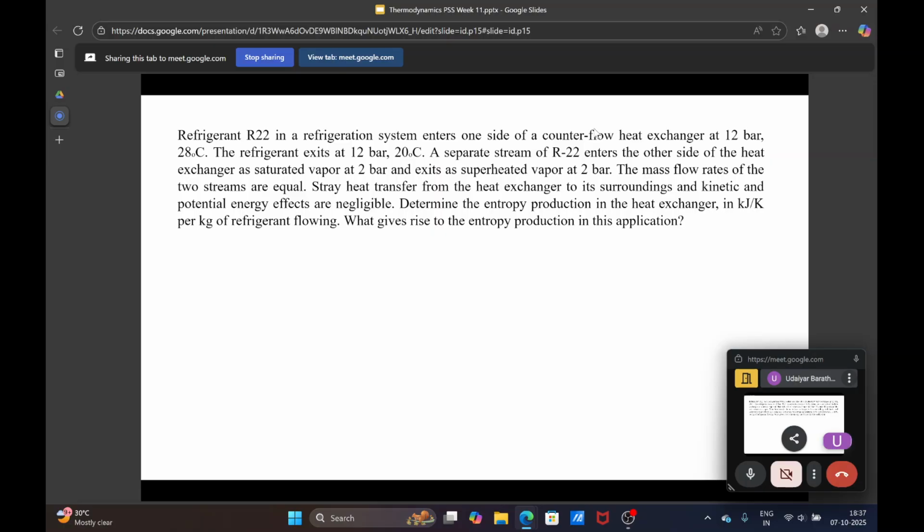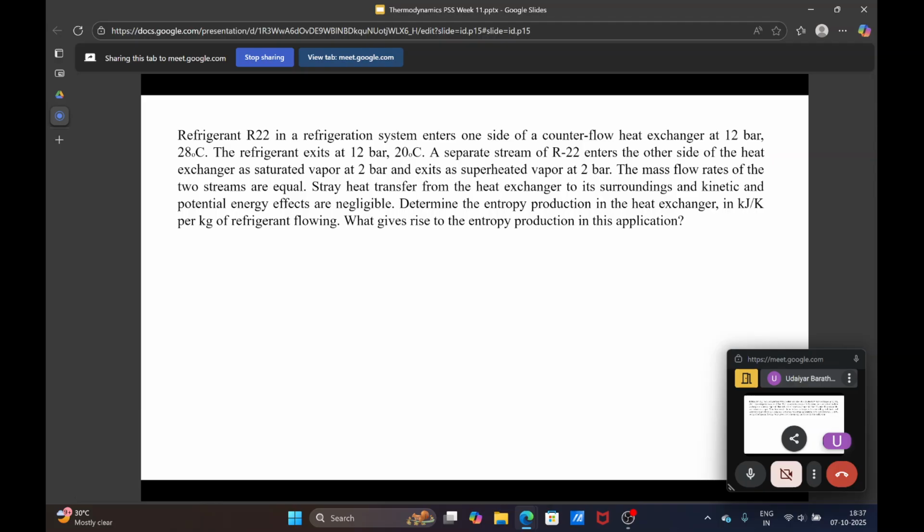So what's happening is one side is getting cooled and the other side is getting heated. The mass flow rates of the two streams are equal. The stray heat transfer from the heat exchanger to its surroundings and kinetic and potential energy effects are negligible. What it means is the whole heat exchanger is insulated and heat transfer happens only between the two streams. There is no other type of heat transfer. So heat lost by one stream is heat gained by the other stream, and there is no other heat or work transfer crossing the boundary of the heat exchanger.